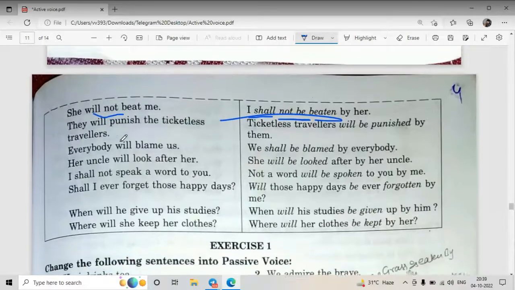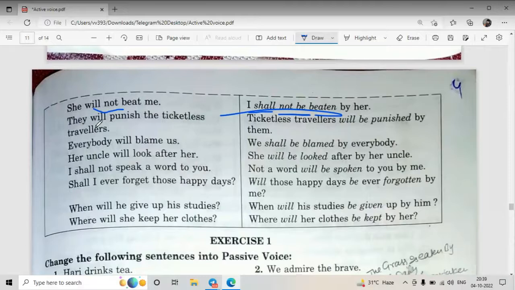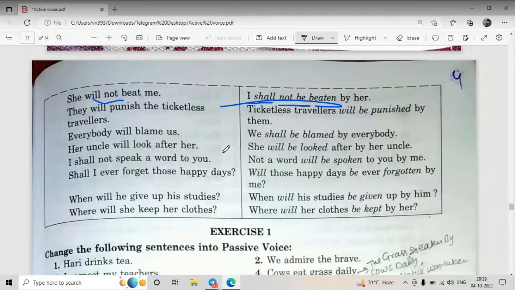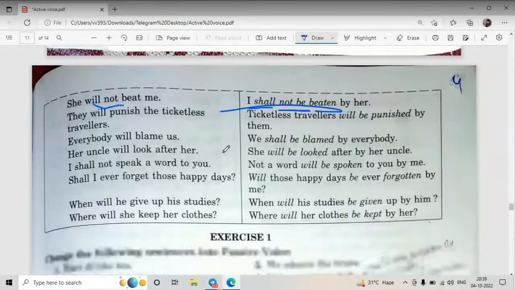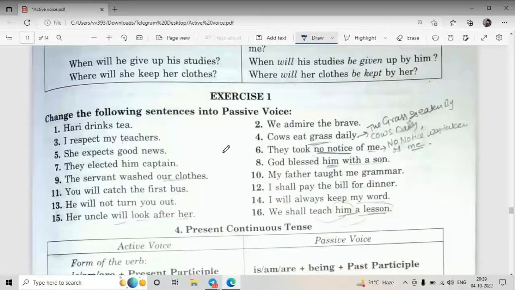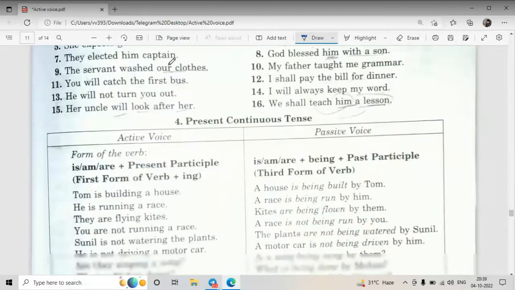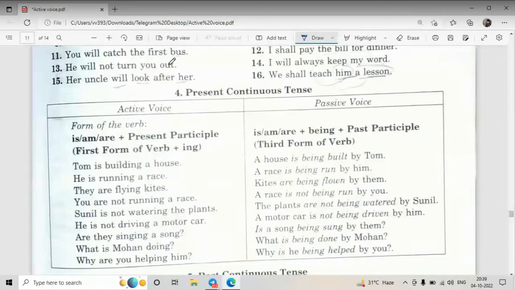The next is they will punish the ticketless travelers, and the passive voice will be ticketless travelers will be punished by them. Everybody will blame us: we shall be blamed by everybody. So these are some of the examples of this form. Now this exercise is for all of you as homework to do. And now I'm moving forward to the next one.